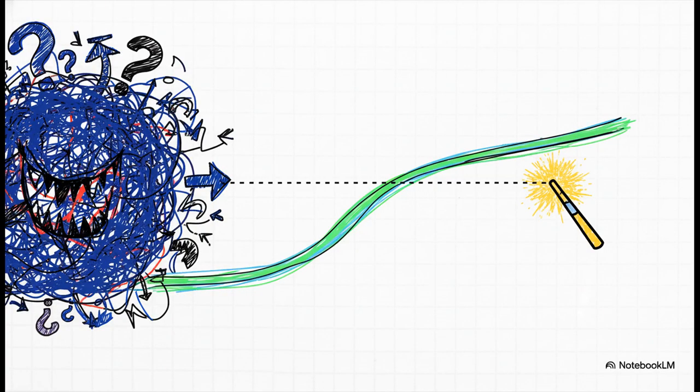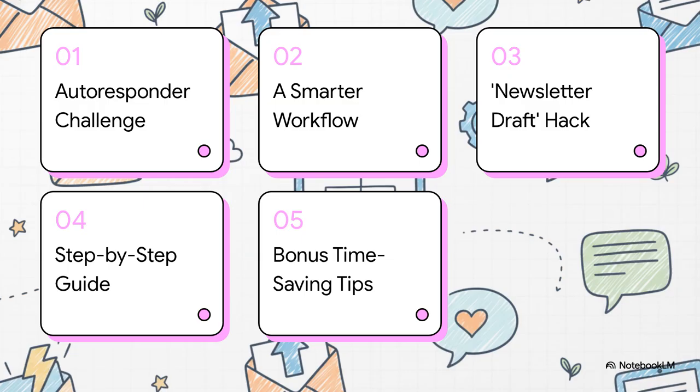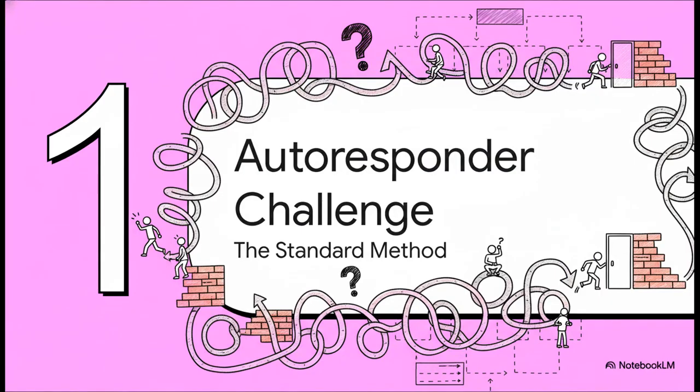But here's the thing, there's a way to do it that completely flips the script. It's one tiny change in your workflow that turns the whole process from this confusing technical headache into something that's actually kind of easy. So, here's what we're going to do. First, we'll talk about why this is so tricky in the first place. Then, I'll show you a much smarter way to think about it. We'll dive into the newsletter draft hack itself, walk through the exact steps, and I'll even throw in some bonus tips to make you super fast. Okay, let's get into it.